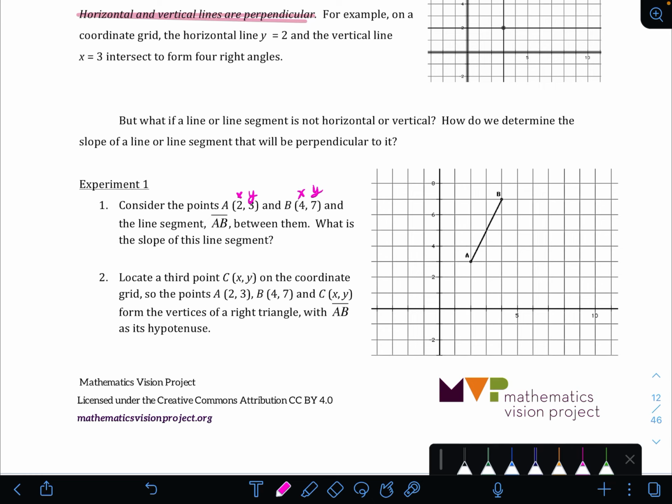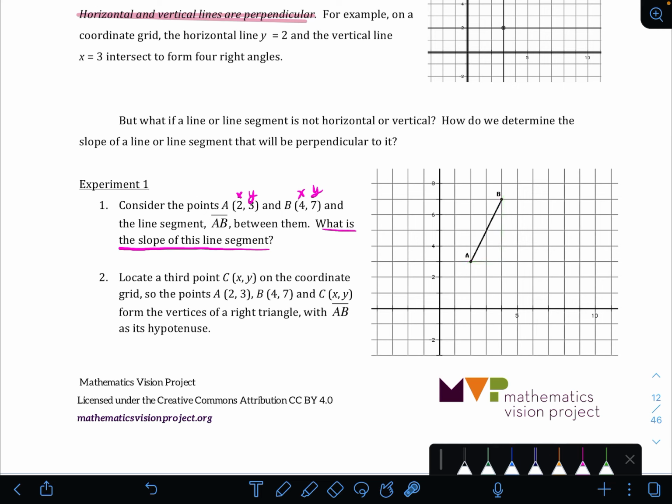All right, so we've got those 2 points. The first question it asks is, what is the slope of this line segment? Well, if we want to know the slope, we have to know the rise and the run. So how much does this rise and how much does it run? And you can probably see it right here. It rises 4 and it runs 2.